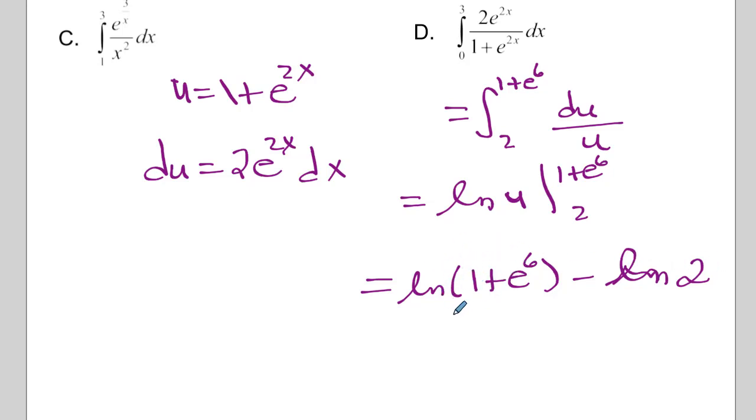Don't forget that typically we do absolute value bars when we do natural log as the solution of an integral. But if you know that this thing is not negative or can't be negative, then it's okay. And of course, e to the 6 plus 1 is not negative. Neither is obviously 2.